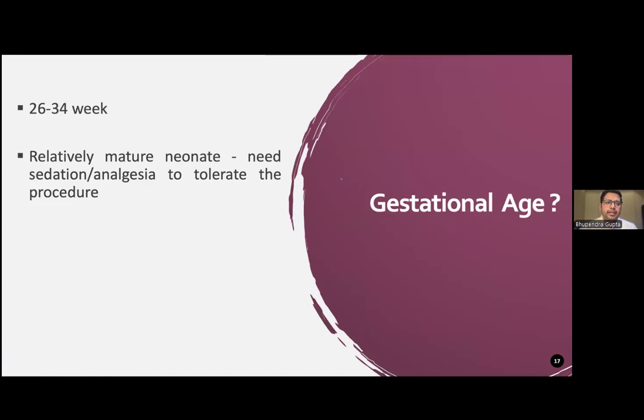So in clinical practice, 26 to 34 weekers are ideal for LISA. Extremely preterm or ELGAN, extremely low gestational age neonates, are fragile. So it is better to practice LISA in 26 to 34 weekers. And some more mature neonates like 33, 34 weekers usually fight the laryngoscopy. So some sort of sedation and analgesia may be required during the procedure.